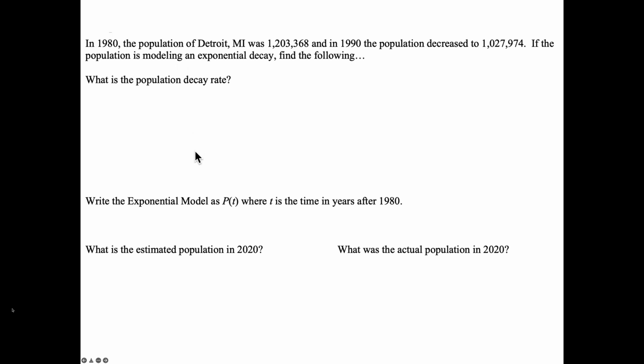In 1980, the population of Detroit, Michigan was 1,203,368. In 1990, the population decreased to 1,027,974. If the population is modeling exponential decay, find the following. What is the population decay rate?